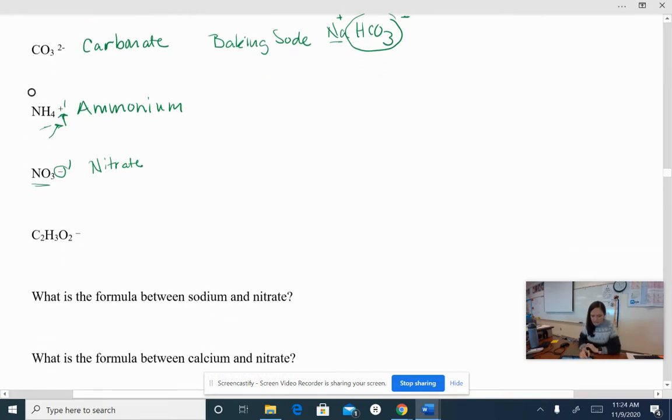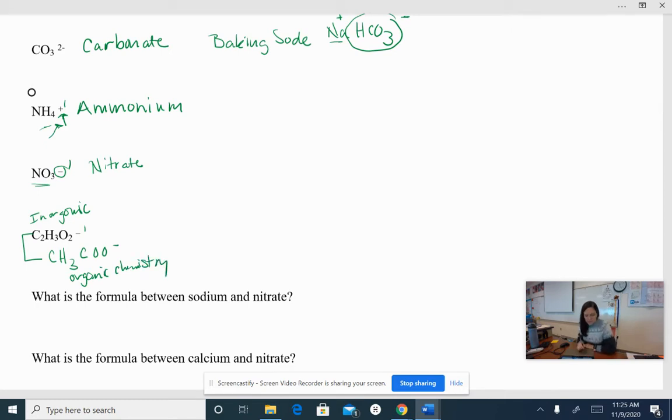And then we have C2H3O2 with a -1 also. Some people write it like this, CH3COO. Both of these are the same. It's just how you write it. This is the inorganic chemistry way, and this is the organic chemistry way. But they mean the same thing. This is acetate.